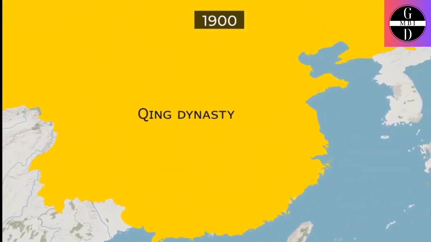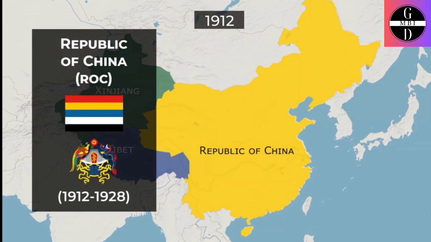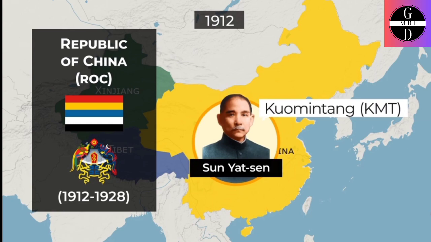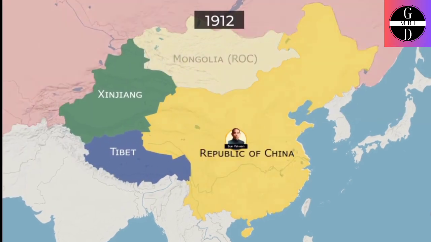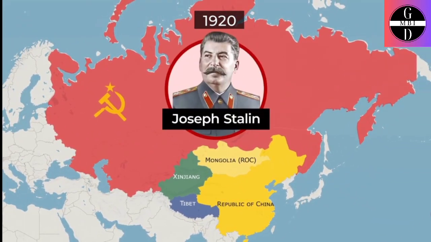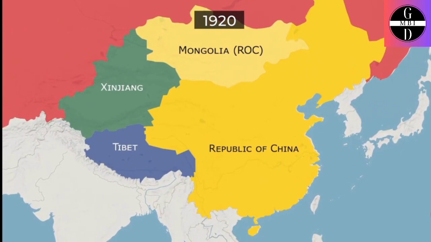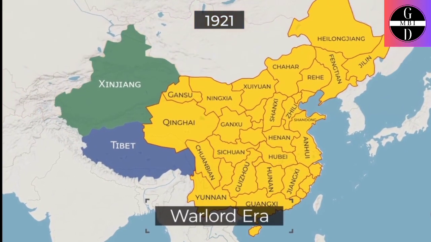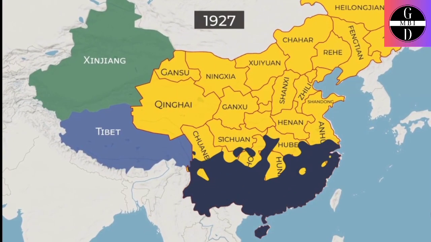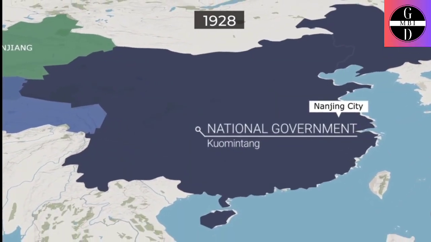In mainland China, following the collapse of the Qing dynasty, the Provisional Government of the Republic of China, ROC, was founded, bringing Sun Yat-sen's Nationalist Party, or Kuomintang, KMT, to power. At the same time, the idea of world communism was spread across Eastern Europe by the Soviet Union, led by Joseph Stalin, paving the way for the founding of the Chinese Communist Party, CCP, in 1921. During the warlord era, China was divided into several warlord fiefdoms and rival governments, which were then reunified in 1928 by the Nanjing-based national government, led by the Kuomintang.